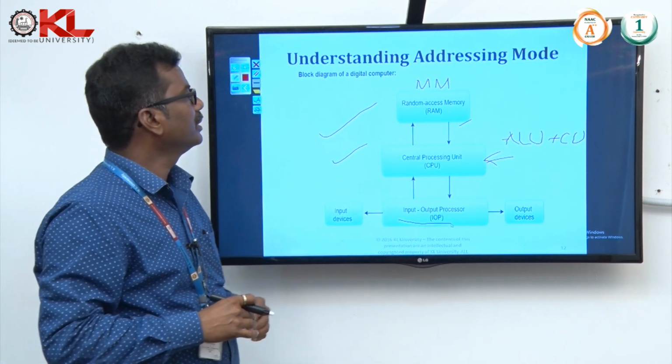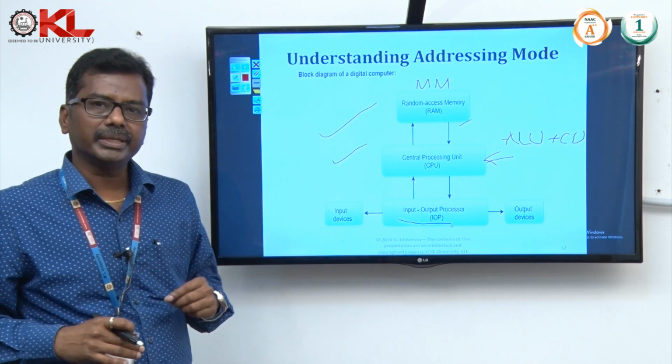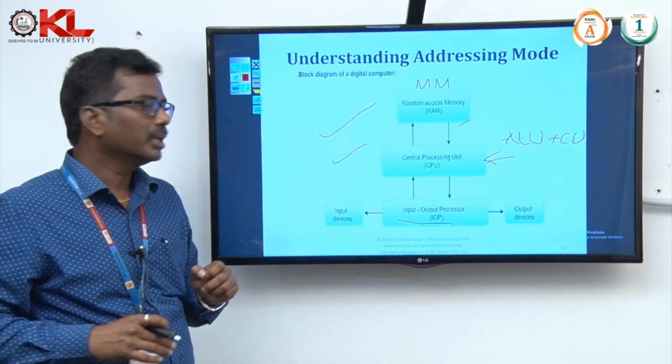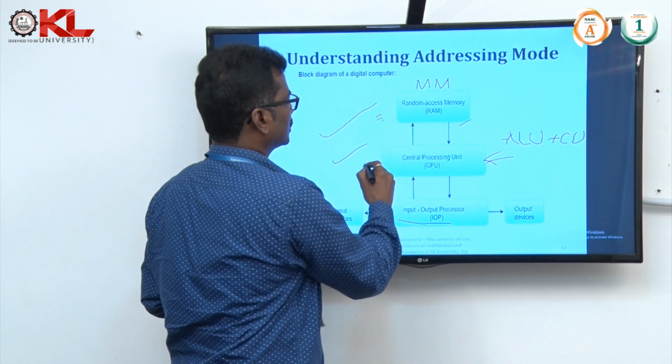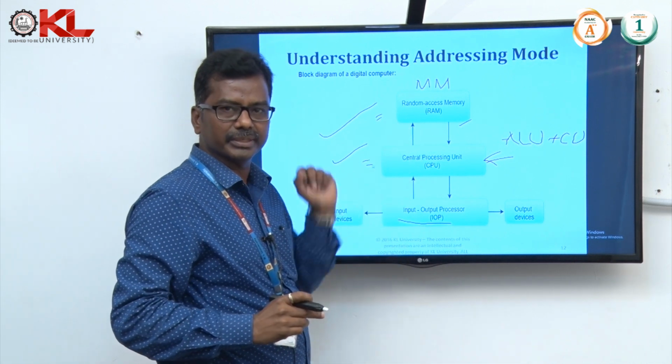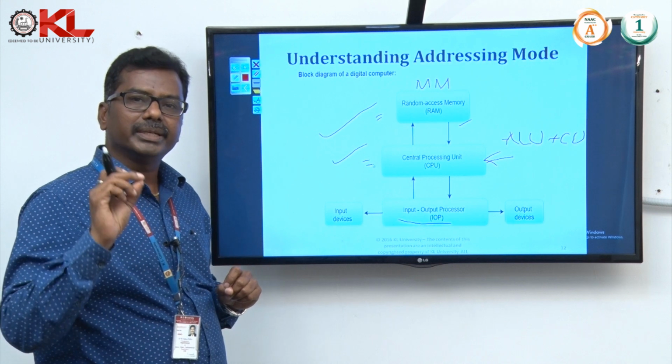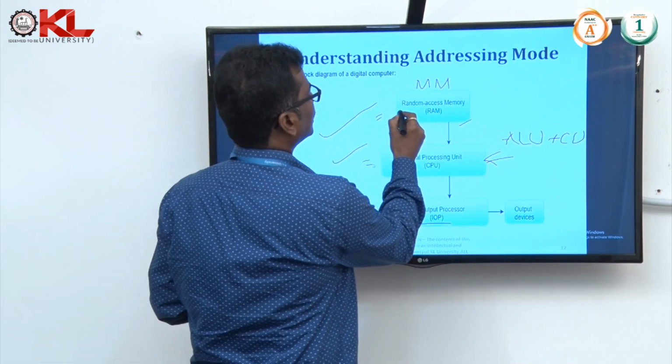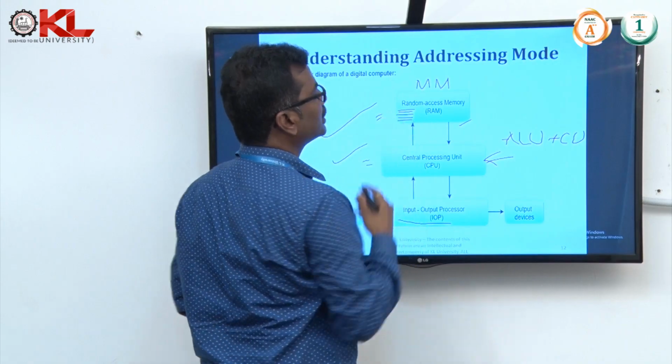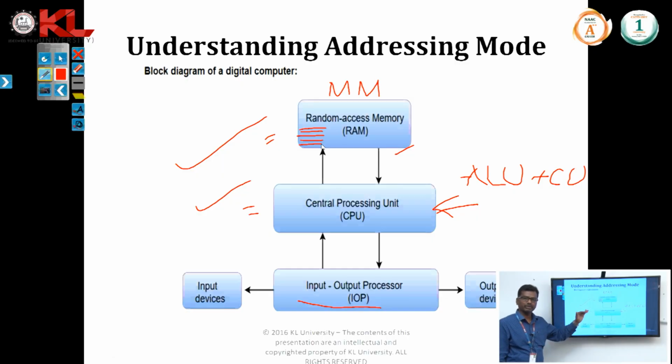Now, to understand the addressing mode, let us consider these two things: first of all, the CPU as well as the memory. Normally, the data or the instructions are stored inside the RAM or main memory. Now, if the CPU wants to perform a task, for example, to add two numbers A and B, then where are those operands A and B located?